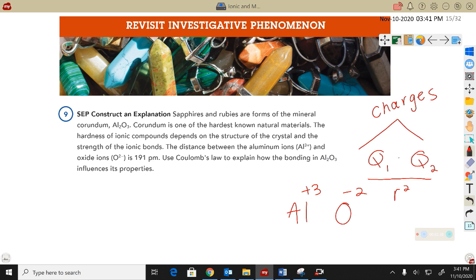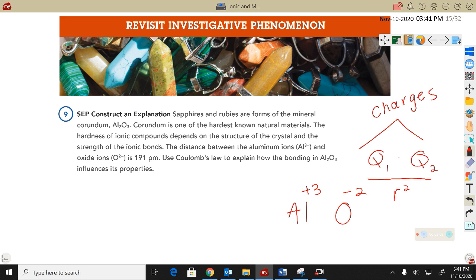In the end, we're supposed to say how Coulomb's law can be used to explain how the bonding in aluminum oxide influences its properties, that it's one of the hardest known minerals. So these ions must be packed really tightly together. Well, number 1, I might say that the charges are really high. There's large charges, and those large charges are going to lead to really strong attractions.